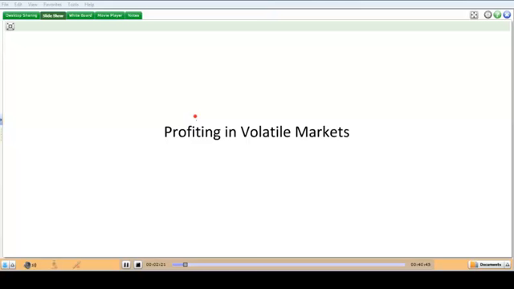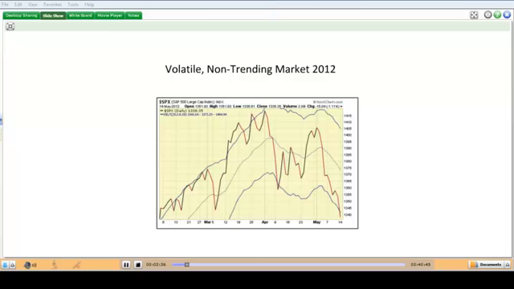And that all changed about 3 years ago, and the markets became very volatile, and they don't trend much, so it's much more difficult to make money today than it was during the 1980s or 1990s. So I do have strategies that perform well in these volatile, non-trending type markets, and I'm going to show you one of those strategies today.